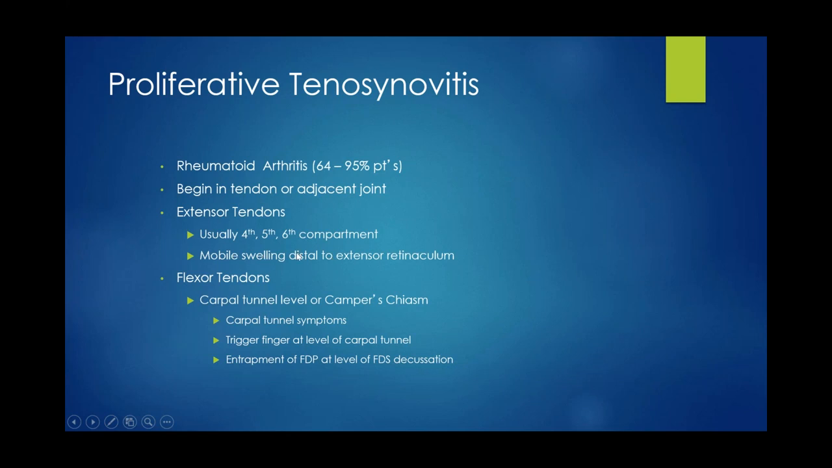It typically will involve the 4 through 6 compartments. On the flexor side, it can cause compression of the median nerve, giving the patient carpal tunnel symptoms, or it can cause entrapment of the tendon, such as would be seen with trigger finger.